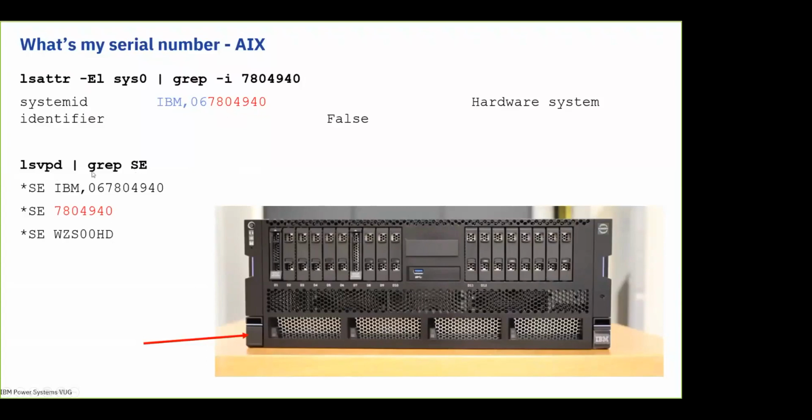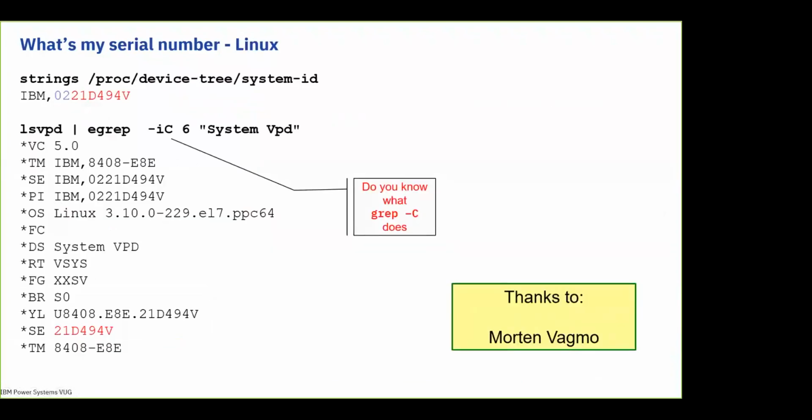You can run lsvpd on an HMC, and you can get the vital product data for the machine. So how do I do it on Linux? Well, there's various different ways. You can look at /proc/device-tree, and there's a system ID in there, and if you run strings on it, you can find that.